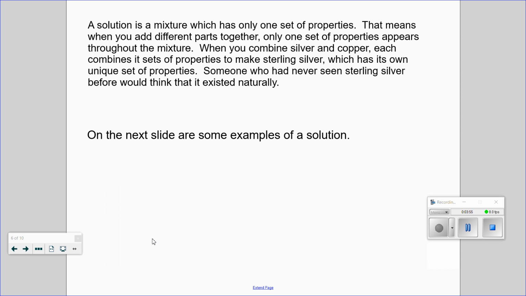A solution is a mixture which has only one set of properties. That means when you add different parts together, only one set of properties appears throughout the mixture. When you combine silver and copper, each combines its set of properties to make sterling silver, which has its own unique set of properties. Someone who had never seen sterling silver before would think that it existed naturally. Let's look on the next slide for some examples of a solution.